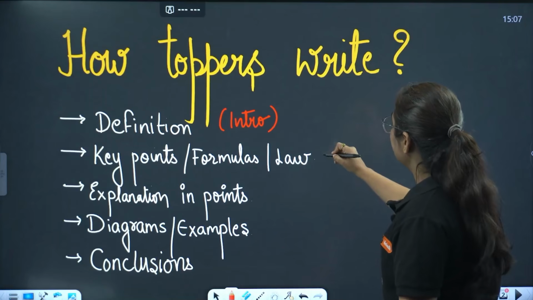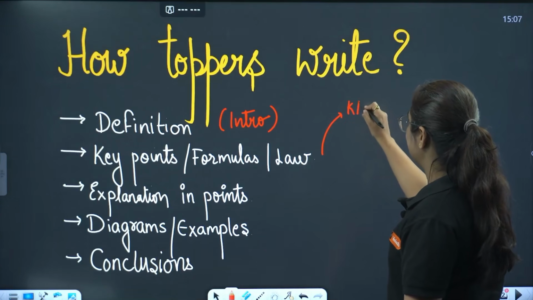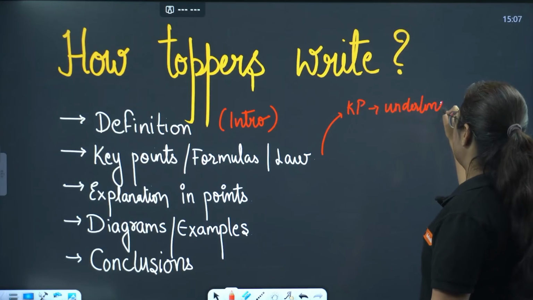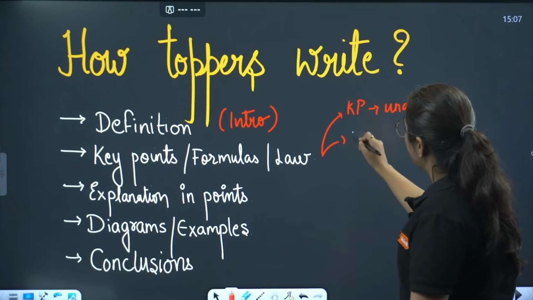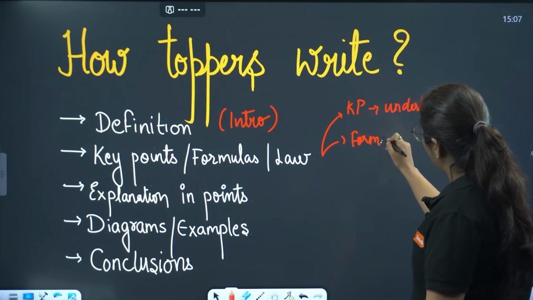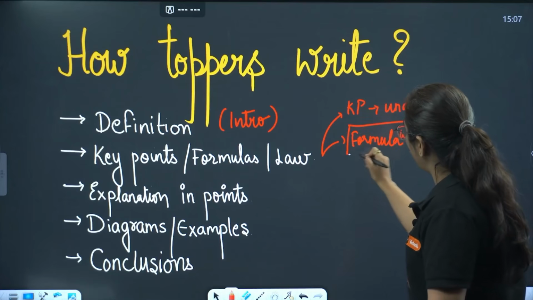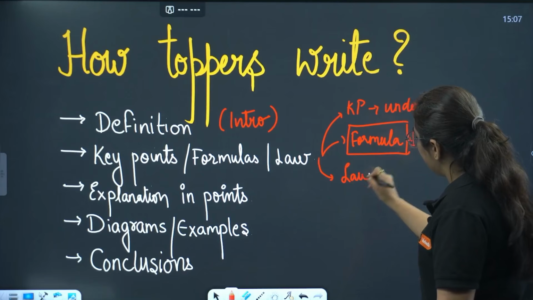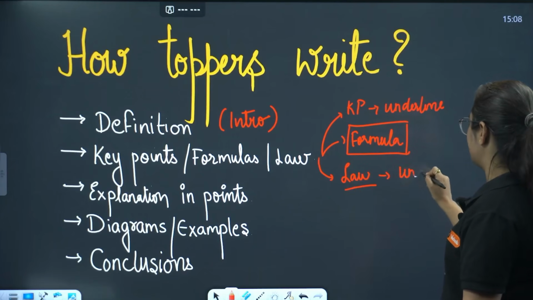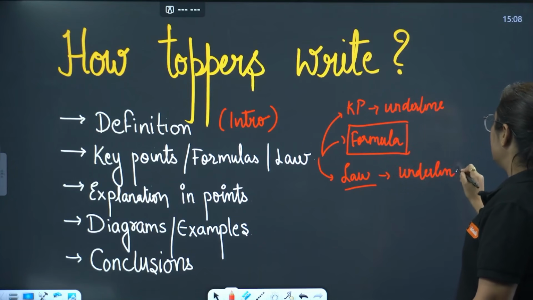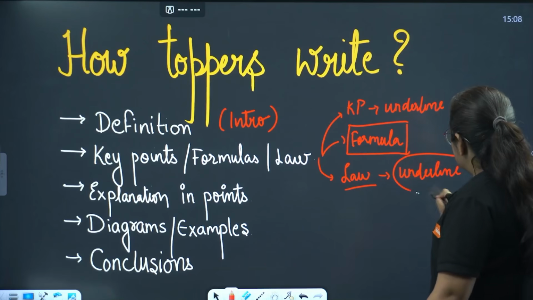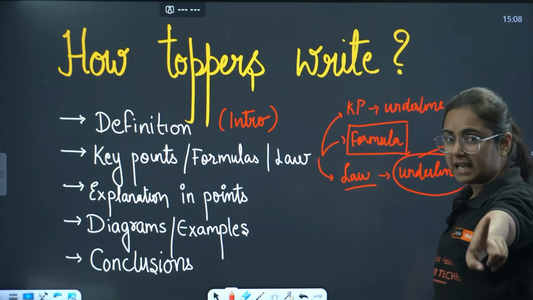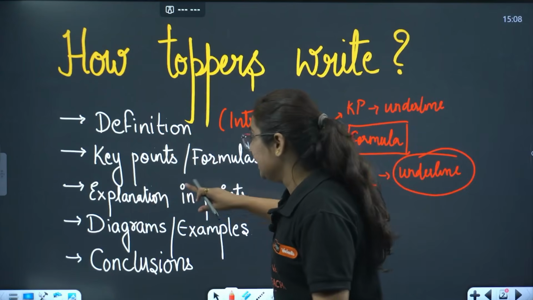I will say that whenever you are writing the key points, never ever forget to underline them. Okay? Whenever you are writing a formula, always keep that formula in a box. And whenever you write a law, again I would suggest you underline it properly, so the examiner can catch it at first glance and give you full marks. Get it? Explanation in points.